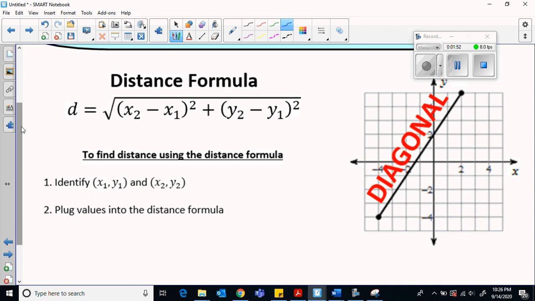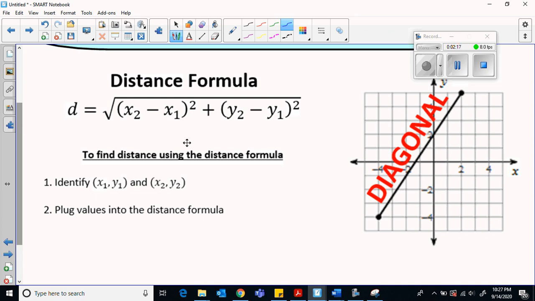There's a lot of confusion about which one has to be the first ordered pair and which one has to be the second. It doesn't matter as long as you're consistent when you're putting in the formula. When I look at two points on a graph, I don't know which one's the first one and which one's the second one. Either way you give them, they'll still work. And then once you identify your coordinates, you're going to plug them into the distance formula.